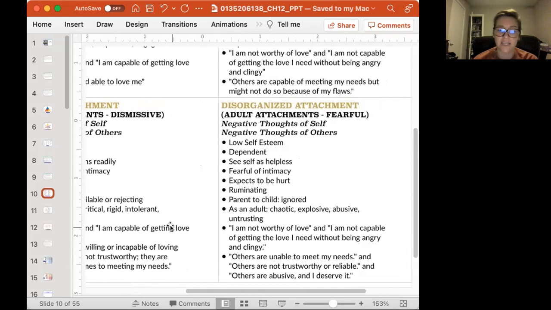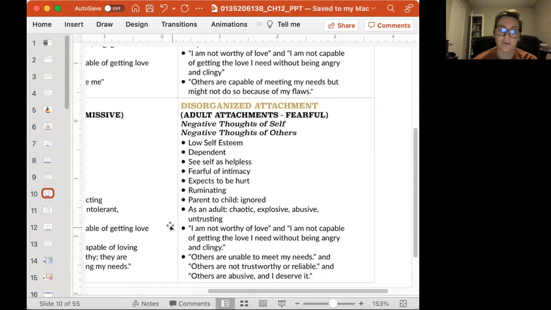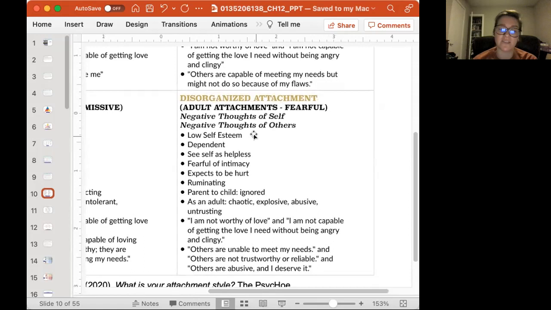And then the last attachment style is disorganized attachment or fearful. So there's negative thoughts of self and negative thoughts of others. So there's high avoidance and high anxiety. So low self-esteem, dependent, seeing self as helpless. They're fearful of intimacy. They expect to be hurt. There is rumination. The parent ignores the child likely. As an adult, they may be chaotic, explosive, abusive, and untrusting.